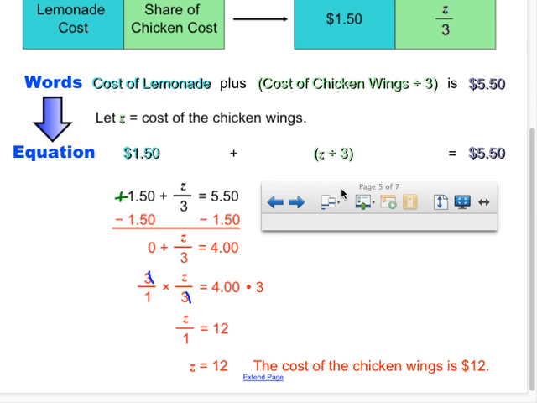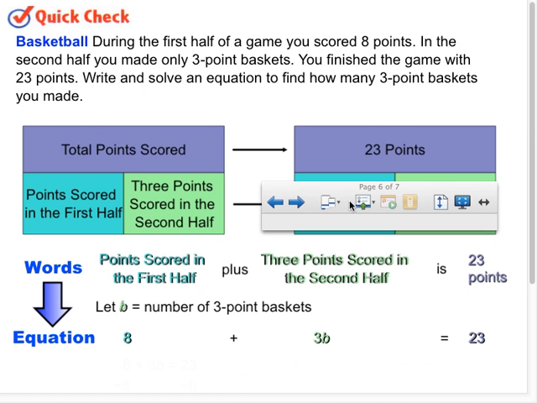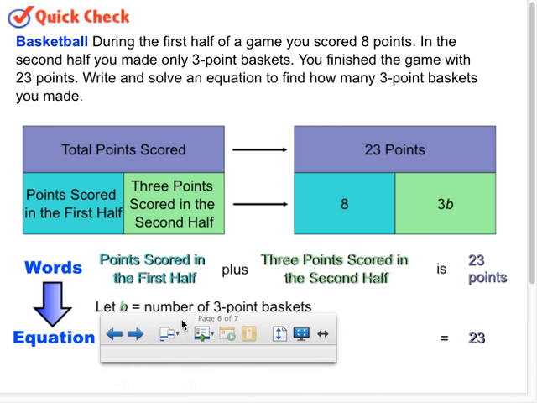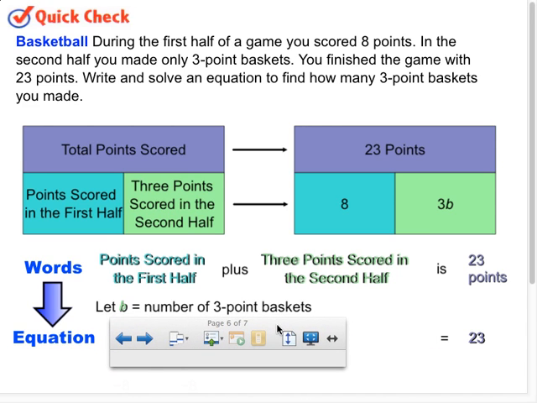Any questions? All right. Here's what I want you guys to do. Next problem. During the first half of a game, you scored 8 points. In the second half of this basketball game, you scored only 3-point baskets. You finished the game with 23 points. Write and solve an equation to find how many 3-point baskets you made.